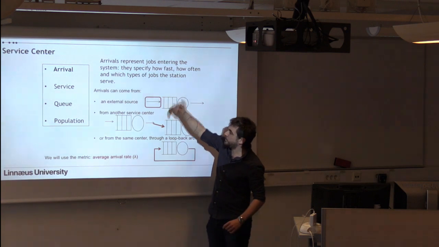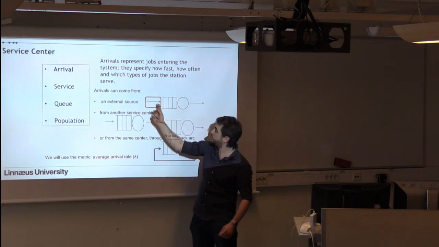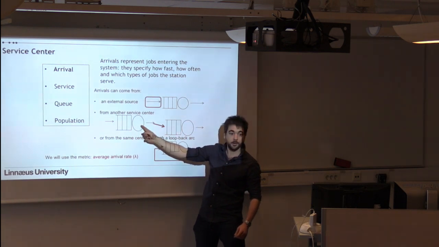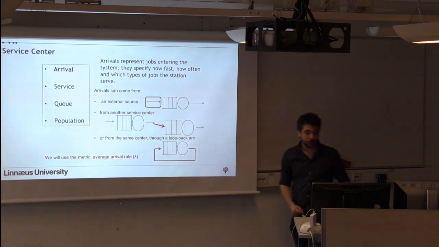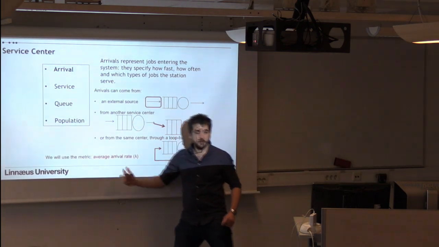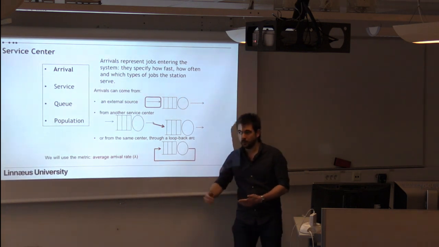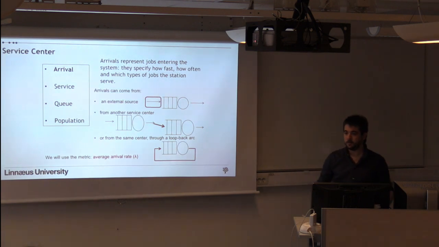So the server, the queue, and now we are explaining the properties of the arrivals. The arrivals can come from outside, from some other service center, or from the same one that comes back. For the arrivals, we will use the metric average arrival rate, so the frequency with which arrivals come, 3 per second, for instance.